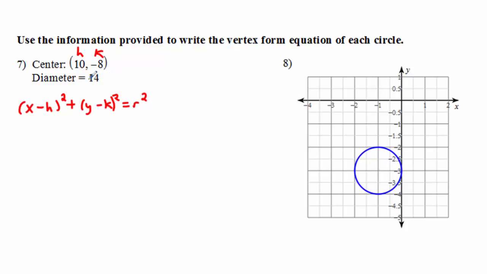R is our radius. Now we don't know our radius, we know our diameter. Because the diameter is all the way across and the radius is just halfway across, we need to do 14 divided by 2, which is 7. So that's R. Now I know all the letters I need, so I would write this as (x - 10)² + (y + 8)² = 7², which is 49.